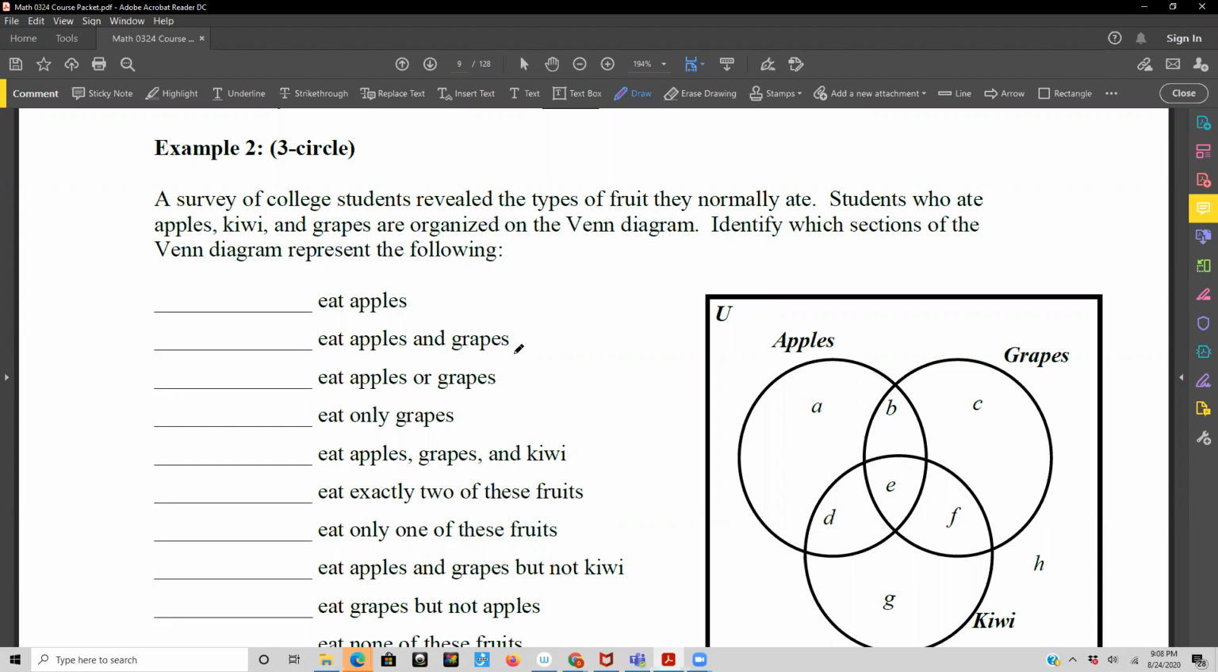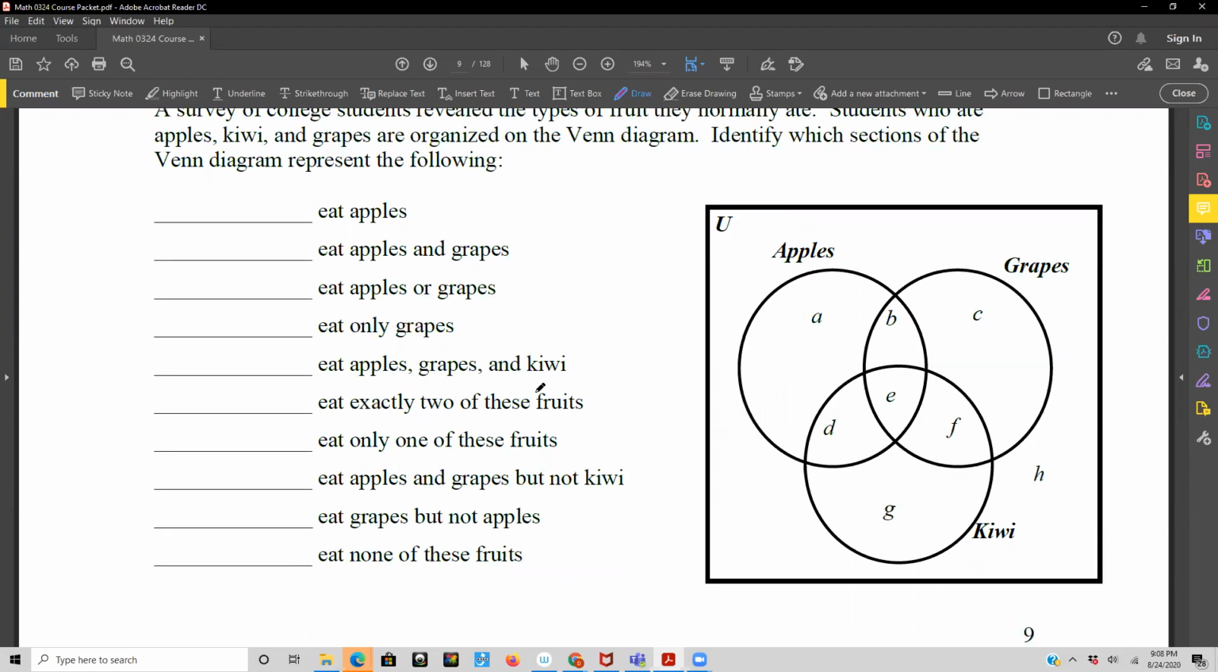Okay, so ones that eat apples, it doesn't say only apples, so it's all the ones that have apples. So that's your first circle here. So it's A, B, D, E. I'm just going to write this down. Okay. So eat apples and grapes. So here's the apple circle and the grape circle.